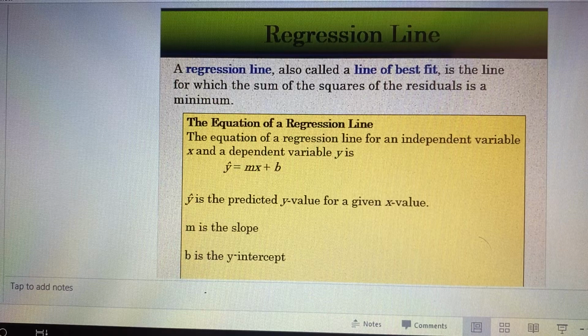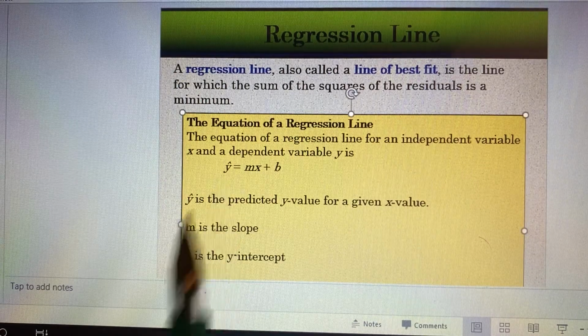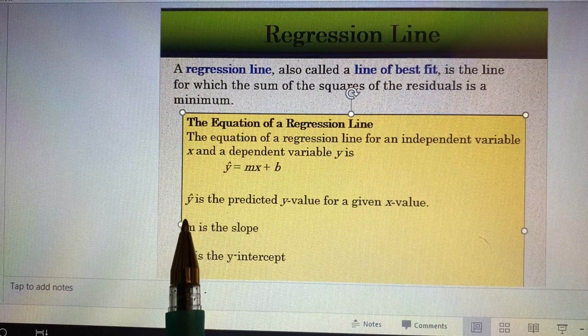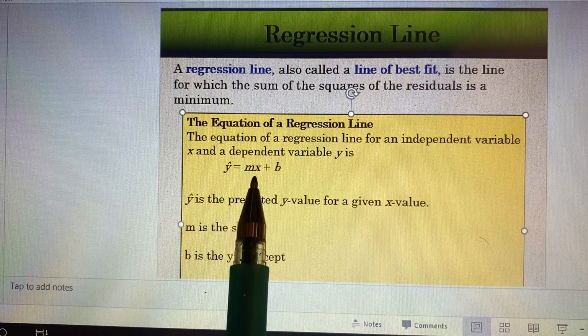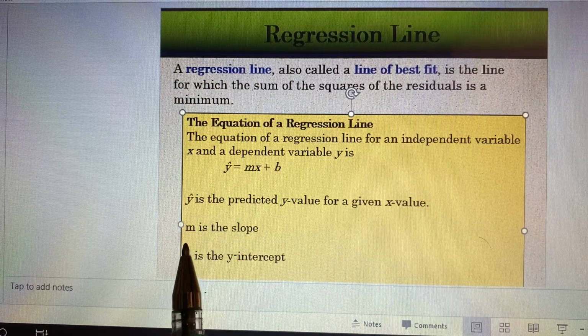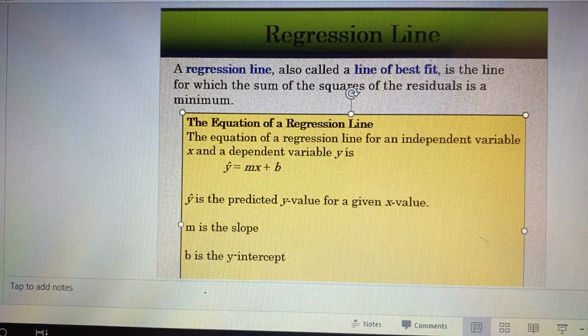So to get the equation of a regression line, we're going to enter data into the computer and we'll get y hat. Y hat is the predicted y value when you substitute an x value into the equation. M is your slope, so rise over run. That's going to be the number in front of your x. And B represents your y-intercept, where your graph crosses the y-axis, or what does y equal when x is 0.